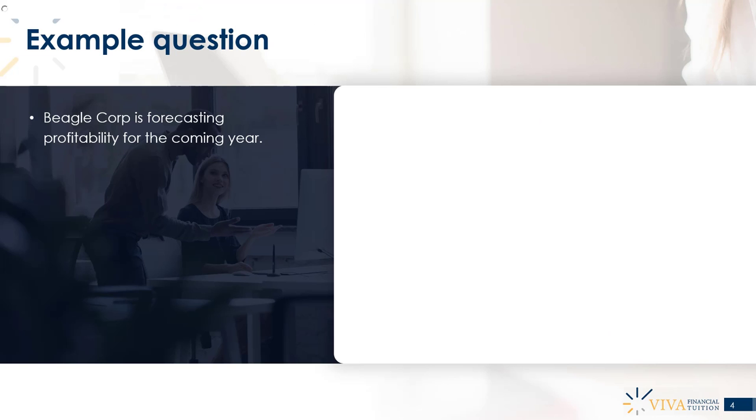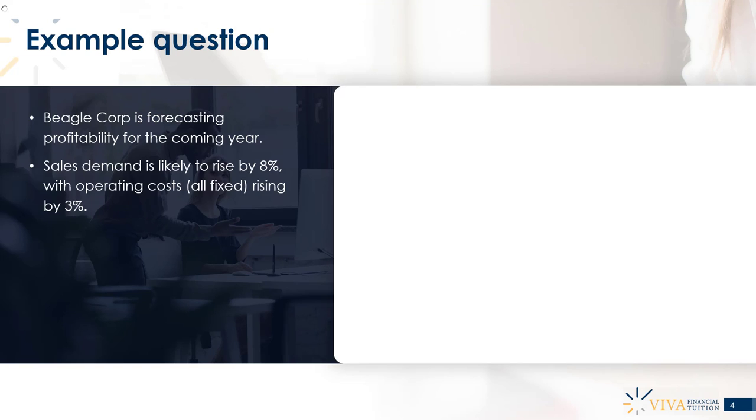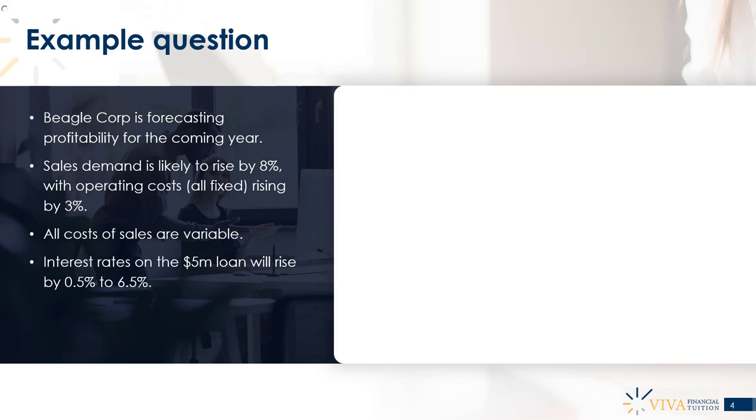We're told this company is forecasting its profitability for the coming year, Beagle Corp. Sales demand is going up by 8%. So we're going to sell 8% more units. And operating costs, which are all fixed, are rising by 3%. And it tells us the cost of sales are variable. Interest rates on its loan, it's got a $5 million loan, will rise by 0.5% to 6.5%. And it wants us to forecast the profit before tax, PBT, for the coming year.